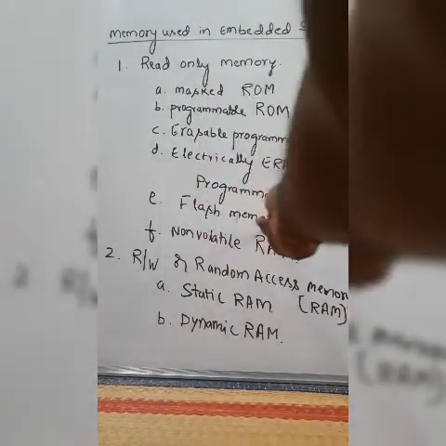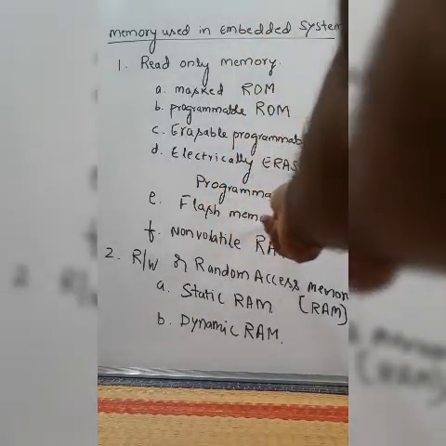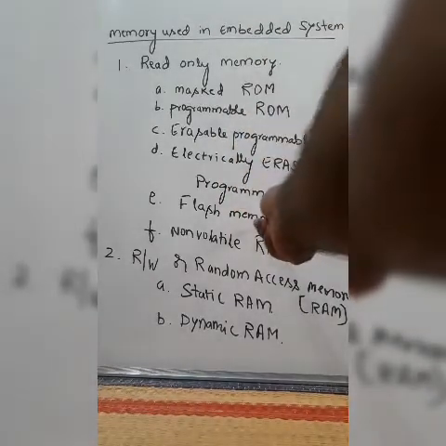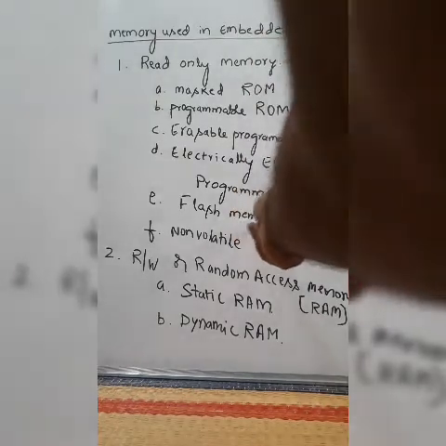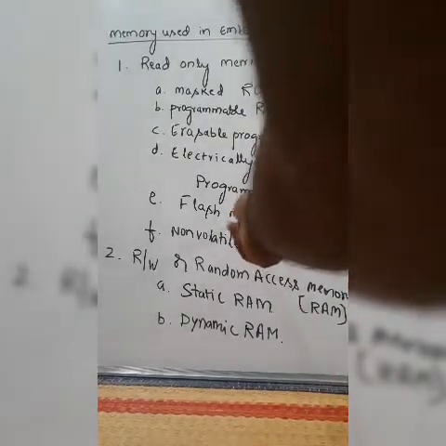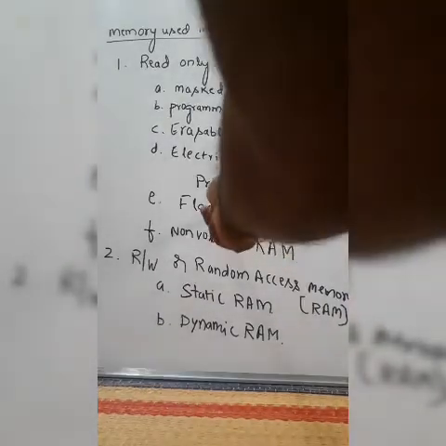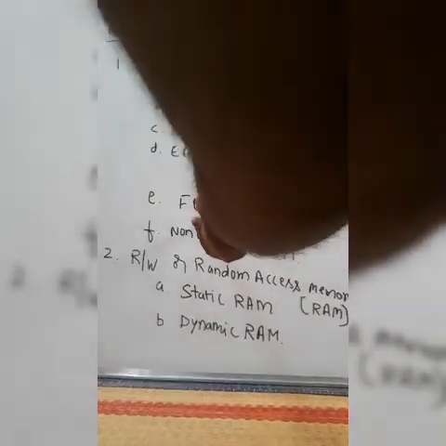Then flash memory. Flash means very quickly. This memory once again is just like electrically erasable programmable memory only. The difference is the memory is arranged in blocks. So memory is sectionalized as blocks. So blocks together can be erased at a time in the flash memory. Hence it is called flash.